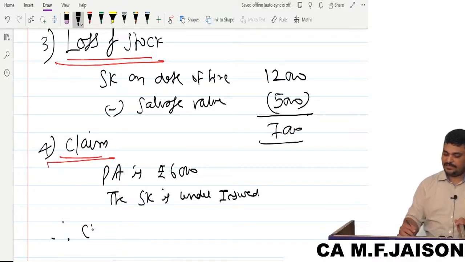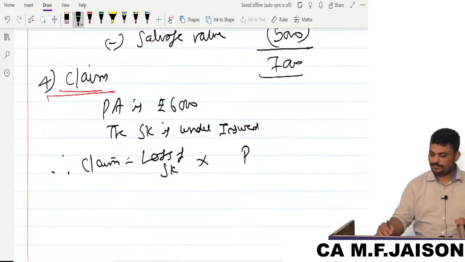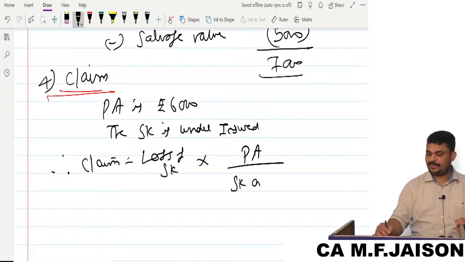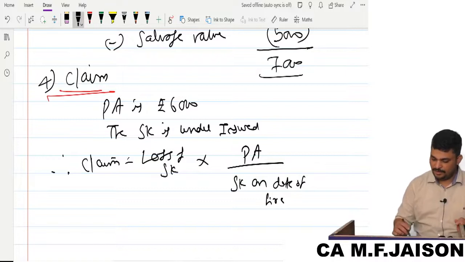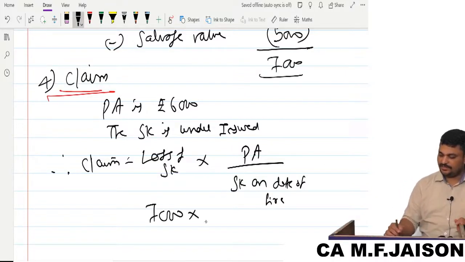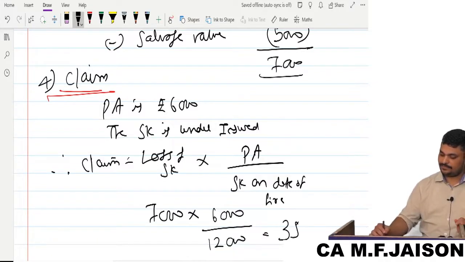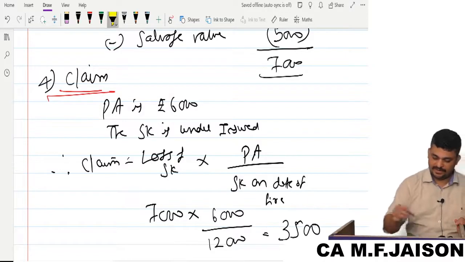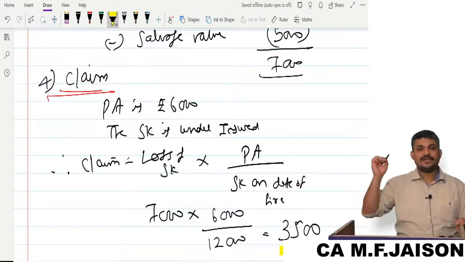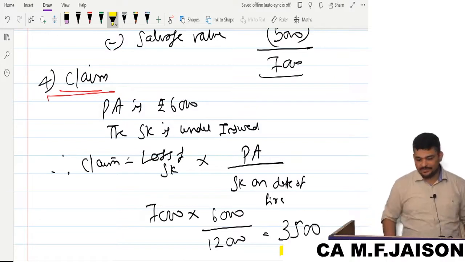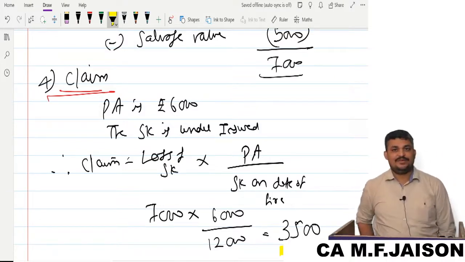Therefore, claim is equal to loss of stock into policy amount divided by stock on date of hire. That is 7,000 into 6,000 divided by 12,000, which is 3,500. That's all. This is how you should be computing this particular claim, my dear friends.